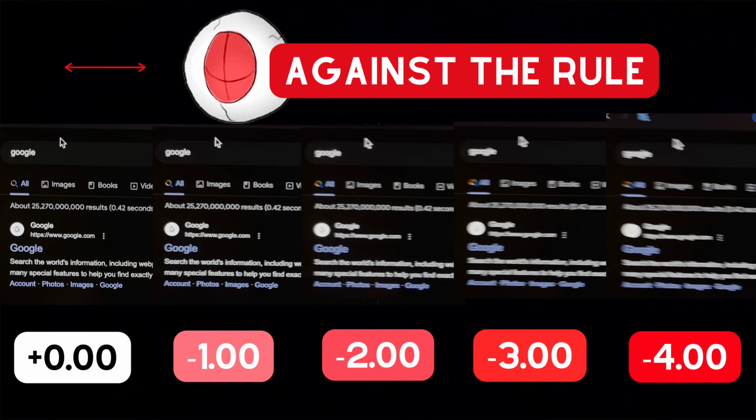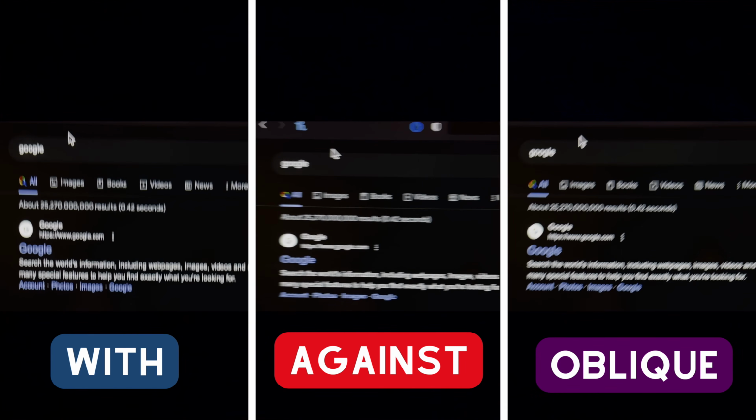For me personally, I find against the rule astigmatism to be the most difficult to read with, but I've had a lot of you tell me otherwise in the comment section, so I'd be curious to find out from this video what the easiest type is.